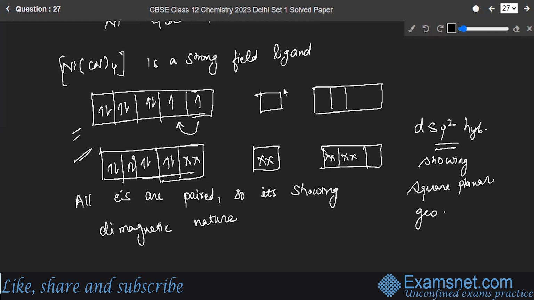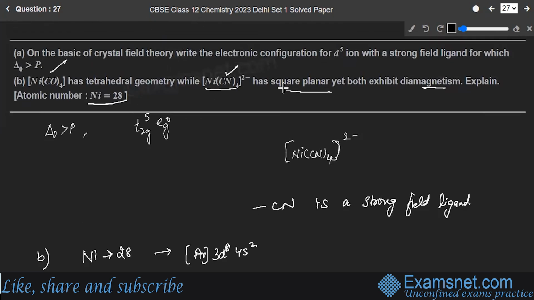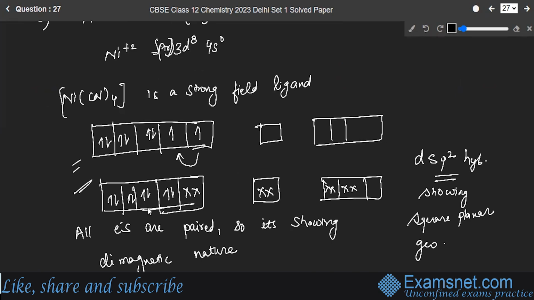So let's move on to the next one, that is Ni(CO)4. The same thing.